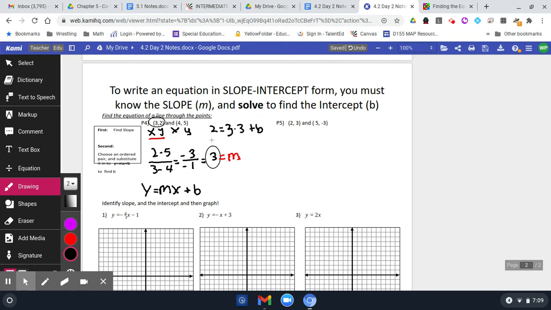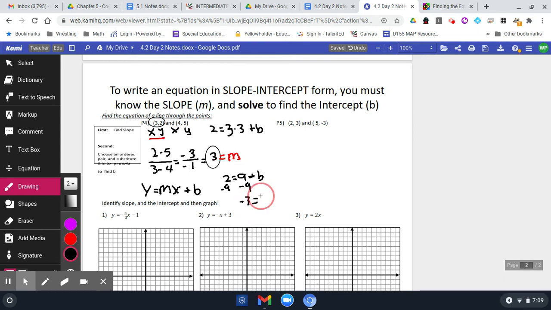Okay. So now I just need to solve. 3 times 3 is 9. So I'm going to go down here, guys. 2 equals 9 plus b. Now we're so used to dividing our last step, but this is just subtraction. So subtract 9, subtract 9. And then we're going to get negative 7 equals b.